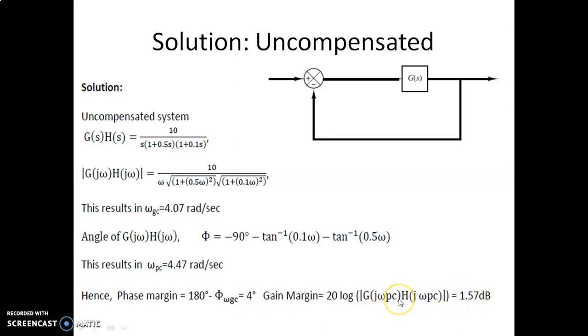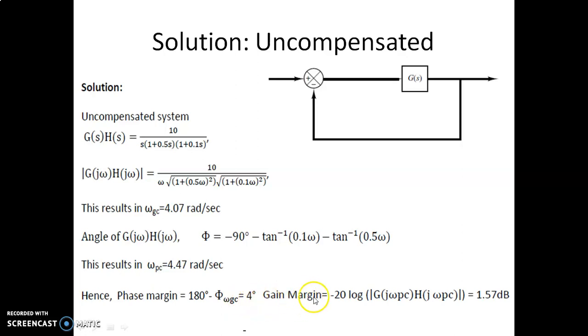Of course, we can find the gain margin by substituting, it is actually minus of 20 log. Sorry, there is one sign missing here. This is actually minus of, so let me correct that. For this particular transfer function, we find omega gc using the magnitude equation and omega pc using the phase equation. Substituting omega gc into the phase equation, we get the phase at omega gc, and 180 degrees minus that phase gives you the phase margin, which is 4 degrees in this particular case.